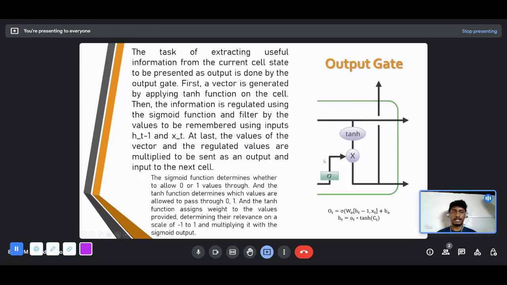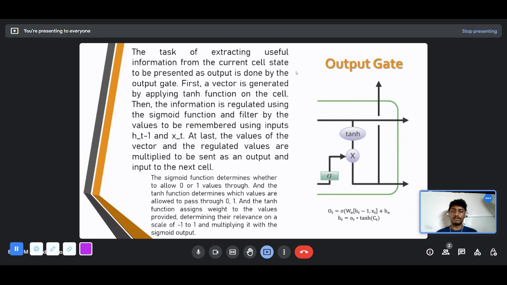Moving on, we have the output gate. The task of extracting useful information from the current cell state to be presented as output is done by the output gate. Pretty standard, as its name says. Here we have the given diagram of the output gate.